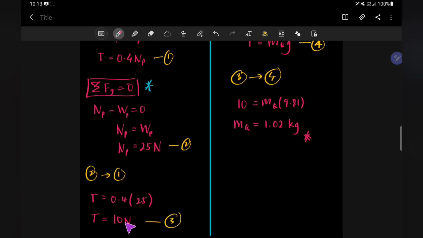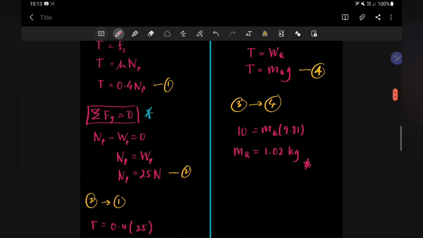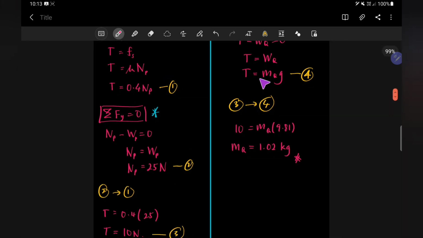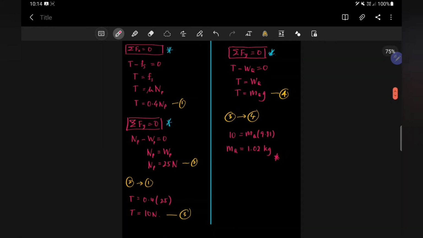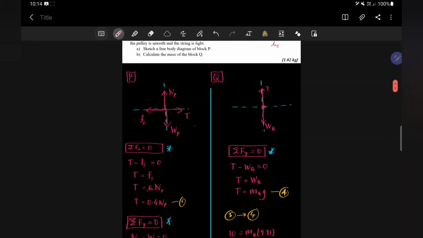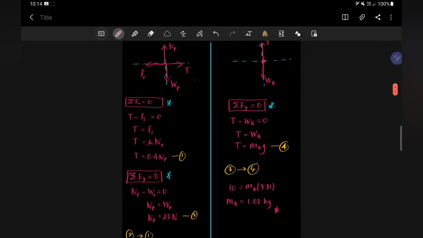By getting the tension from the third equation, we just sub into the fourth equation before. Because the tension calculated just now is 10 Newton, substitute here. G is just a constant, so you will get the mass of Q directly, which is 1.02 kilogram. Again, using this numbering system makes it easier for you to understand the steps. So this is my suggestion on how to answer the question.